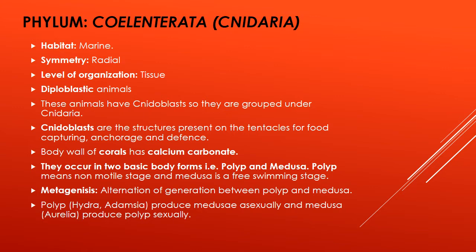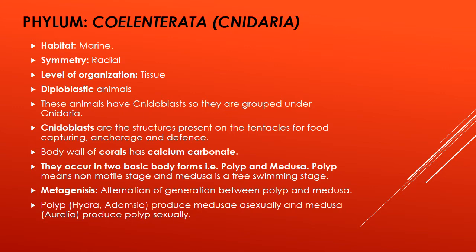Metagenesis is very important. It is the alternation of generation between polyp and medusa stage. In Coelenterata, you see two types of stages. What is polyp here? It's a non-motile stage. Polyp asexually produces medusa, and medusa sexually produces polyp. So this alternation between polyp and medusa is nothing but alternation of generation, that is metagenesis.